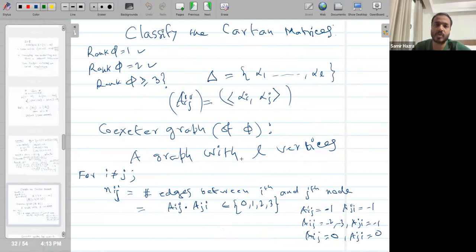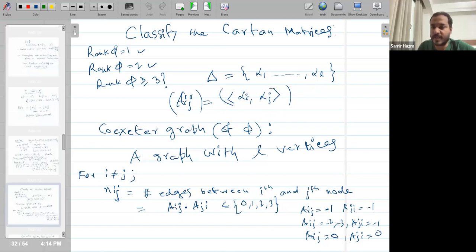So now we want to classify the Cartan matrices. The rank 1 case is done in the example, and the rank 2 case is done right now. But what about rank greater than or equal to 3? So basically a large rank. Suppose the base has L many elements, so L simple roots. Then a_ij is of course given by the pairing of alpha_i, alpha_j.